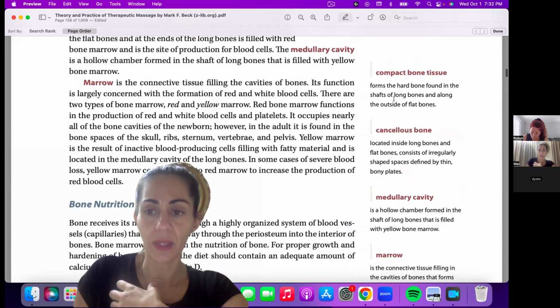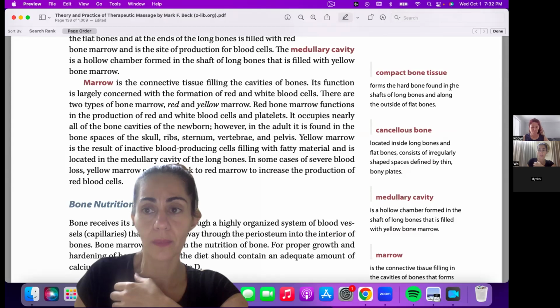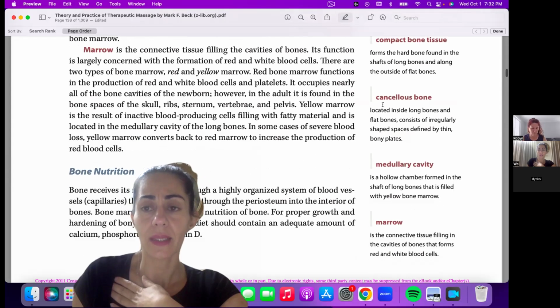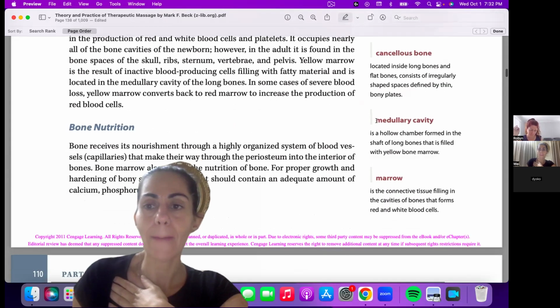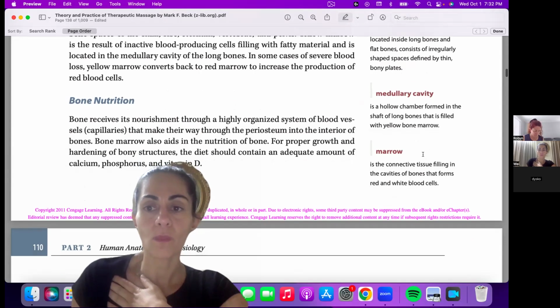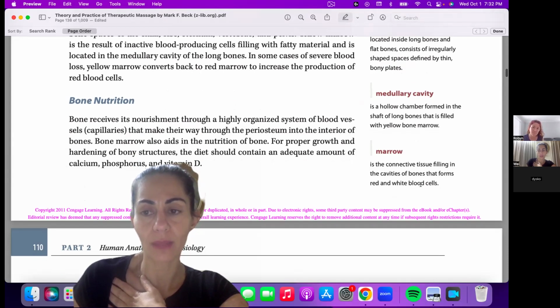And these are really important here. The compact bone forms the harder outer shell found in the shaft. Cancellous bone is located inside the bone, but don't worry about that. The medullary cavity is important. It's the hollow chamber formed in the shaft of the bone, and that is filled with yellow bone marrow. Marrow is connective tissue filling the cavity that forms red and white blood cells.